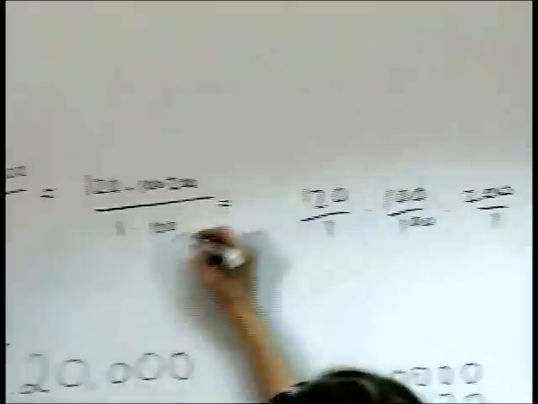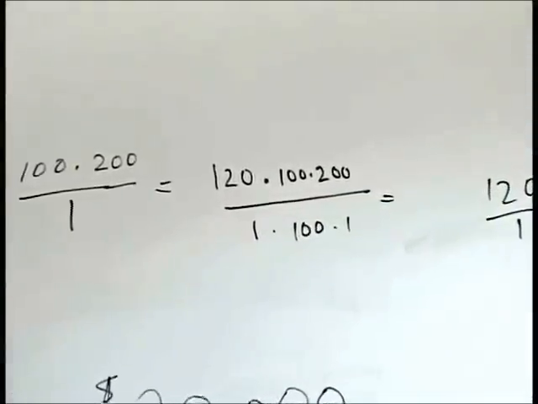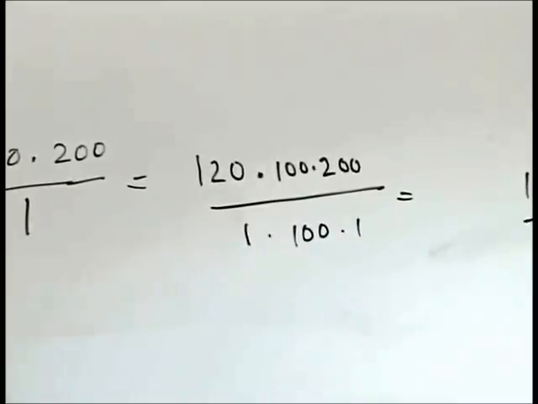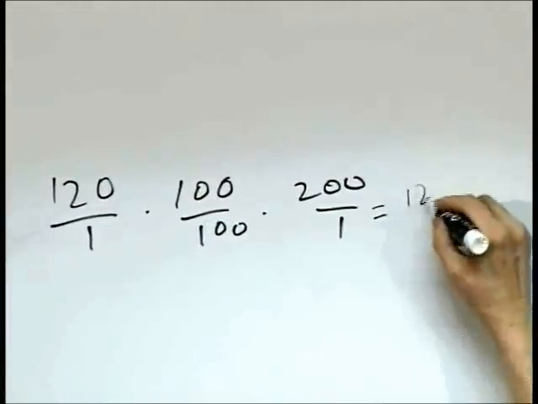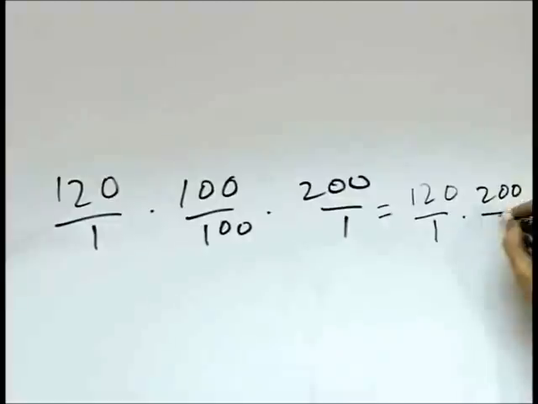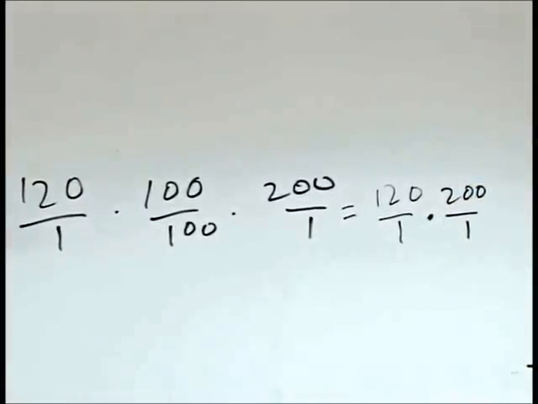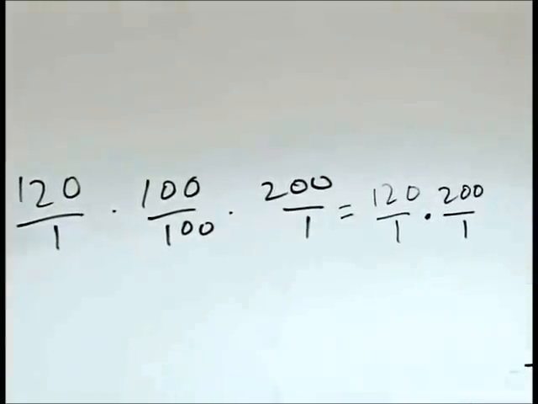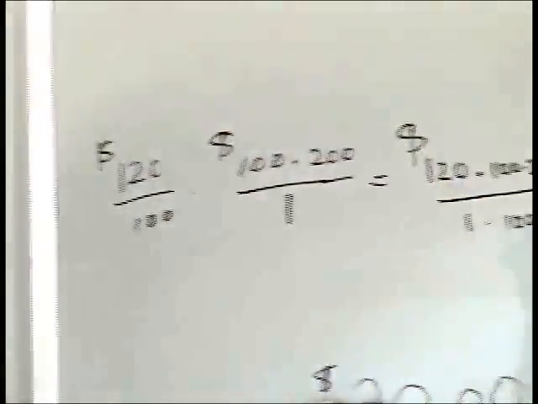Because this 1 times 100 is the same thing as 1 times 100 times 1, because 1 times anything is itself. Now, the 100 over 100 is a form of 1. So what I've really got is 120 over 1 times 200 over 1, right? And then if I multiply those two, I don't have to multiply such a huge number. And that should come out to, if this is actually dollars, I didn't carry my dollar sign, but it would be dollar sign all the way along.